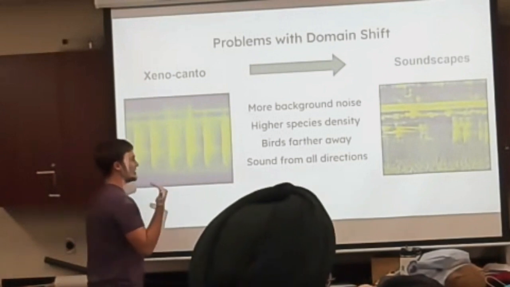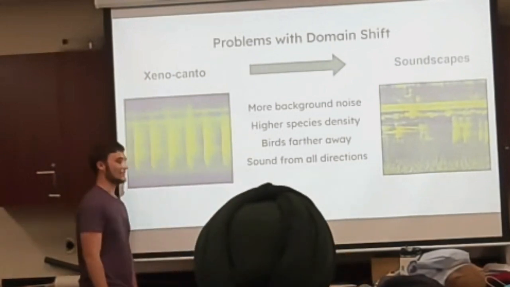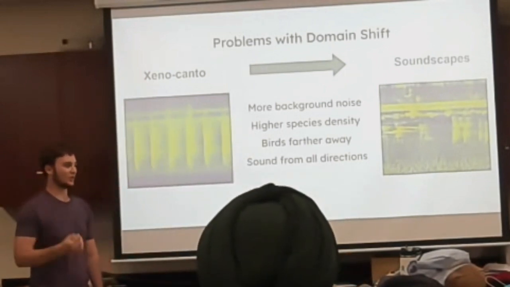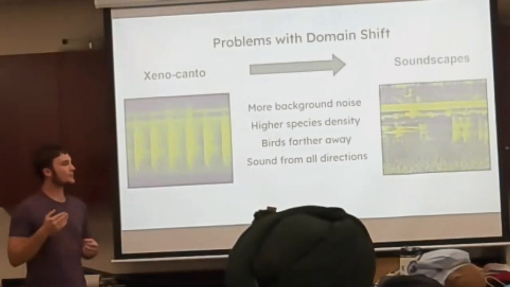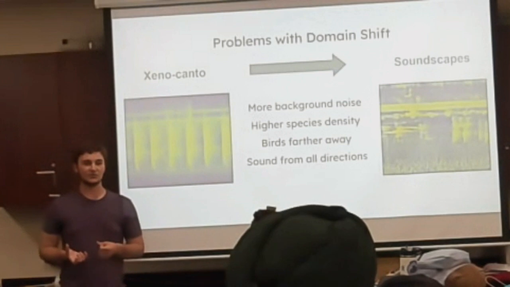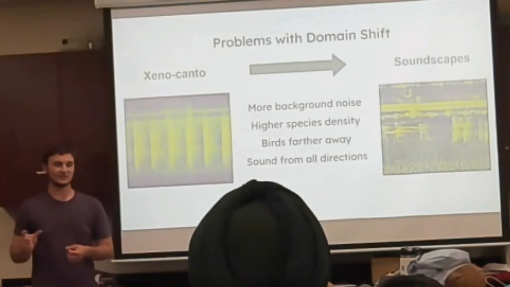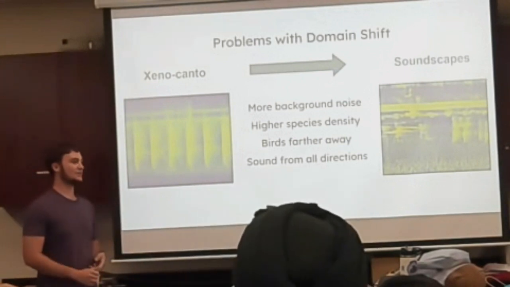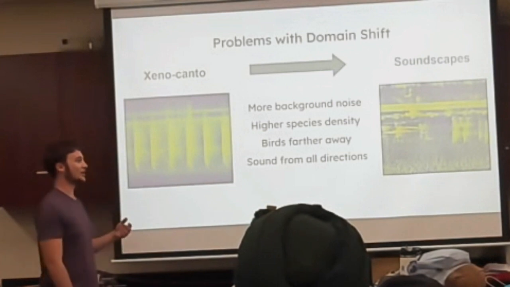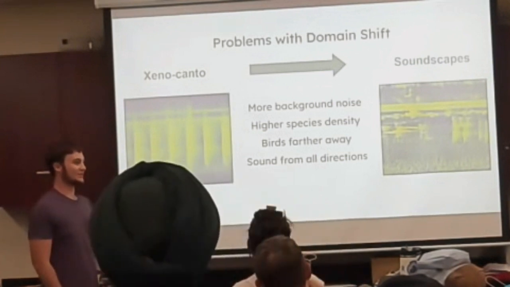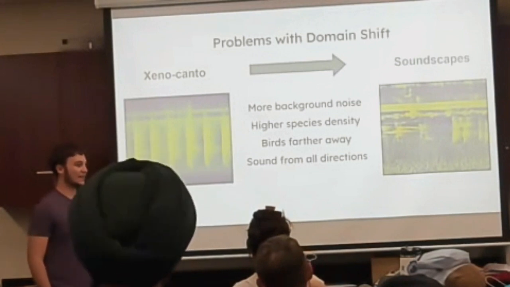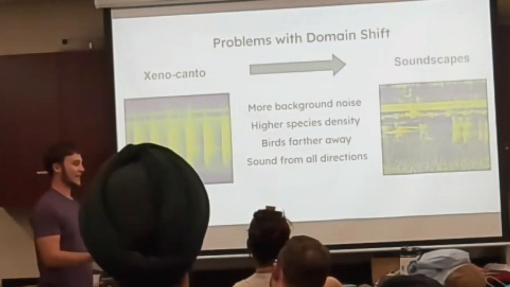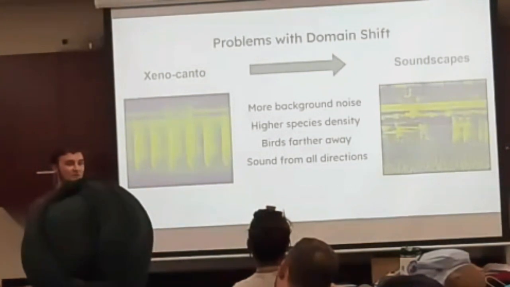And one of the key parts of this is higher species density. That just means that there's more birds calling at the same time from different species. One of the metrics we had was that for every 5-second chunk in the testing data set, there were on average two different species calling at the same time. So the expected output had 2 different bird species, and it's only one input image.